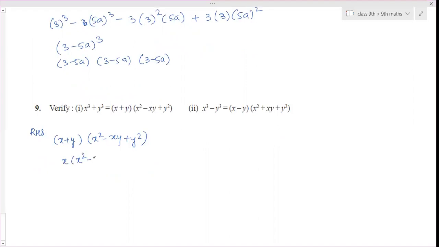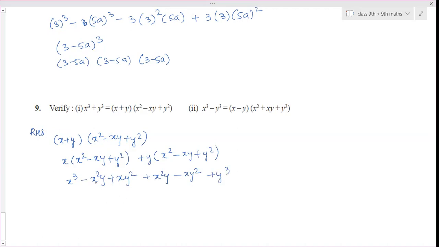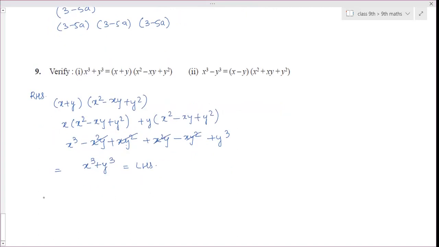So x into bracket x square minus xy plus y square, plus y into bracket x square minus xy plus y square. So this is x into x square is x cube, minus x square y, plus xy square, plus x square y, minus xy square, plus y cube. Minus x square y plus x square y cancel. xy square minus xy square cancel. So the answer is x cube plus y cube, that is LHS. And in the same way, the next part, this is the first part.